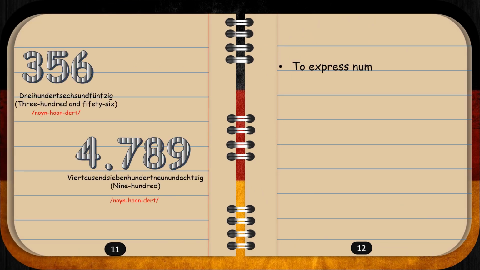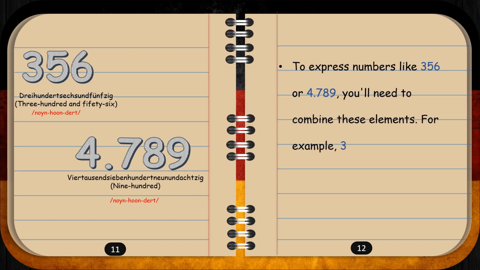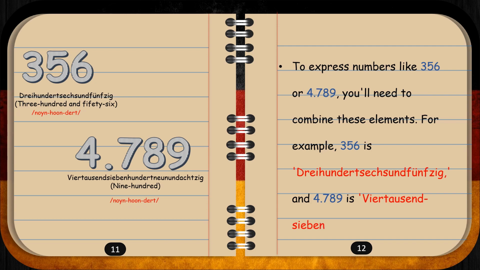To express numbers like 356 or 4789, you'll need to combine these elements. For example, 356 is 356 and 4789 is 4789.